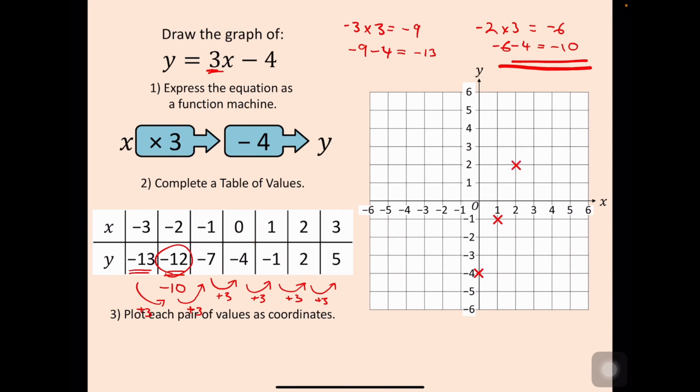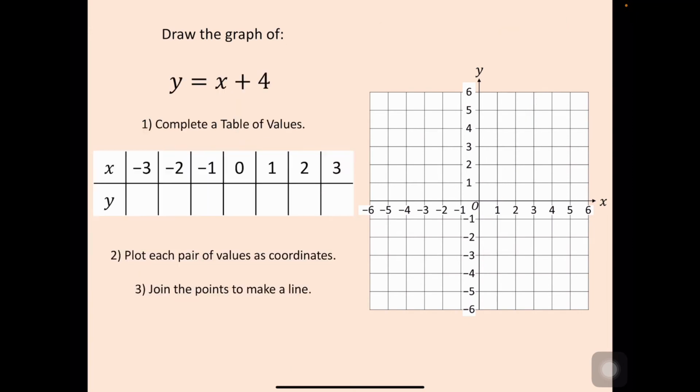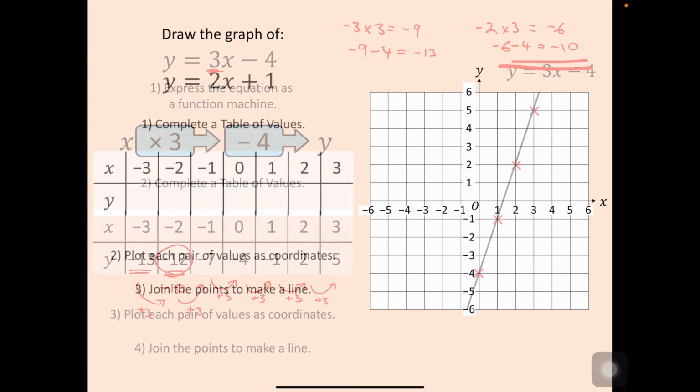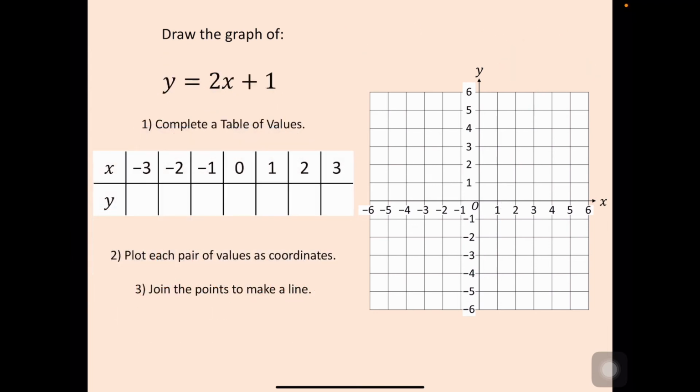So plotting values on the grid, we get a nice line here. I think you guys are getting the hang of this. We have done quite a few examples.